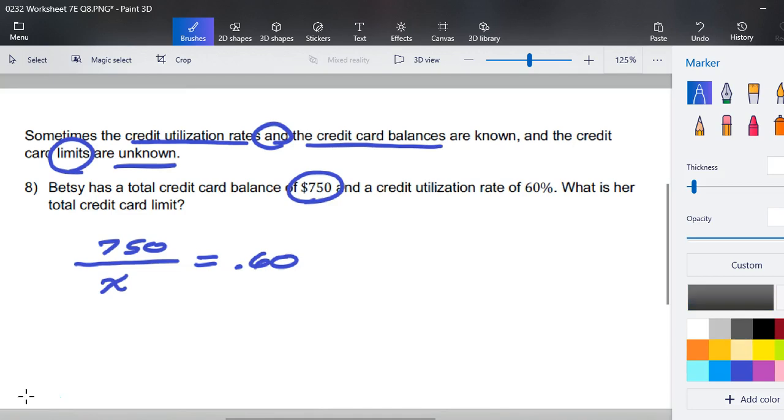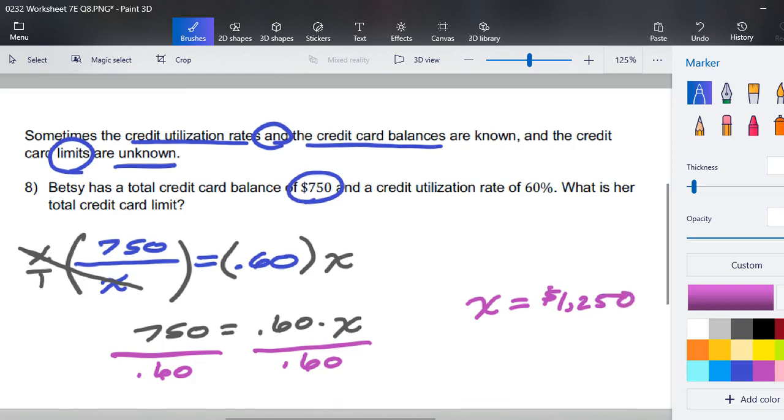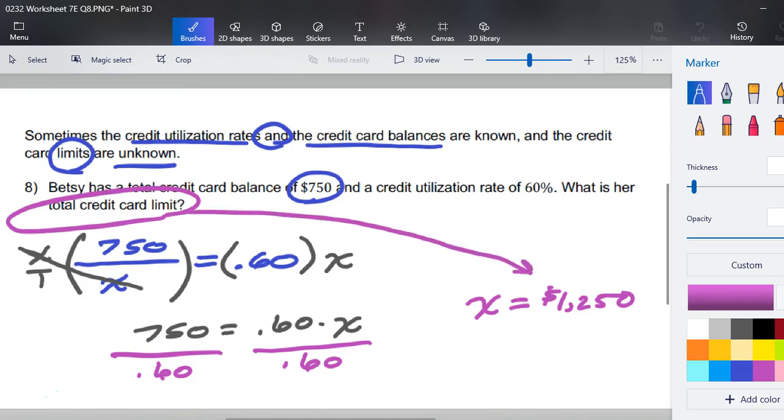Here's a way to get started on our equation. I'm going to go ahead and multiply both sides by x to get it out of the denominator. And that leaves us with 750 equals 0.6 times x. We'll divide both sides by our 60 hundredths to get a final answer. I'm grabbing my calculator, I'm typing in 750 divided by 0.6, and I get this number. And to answer the question, what is her total credit card limit? It would be $1,250.